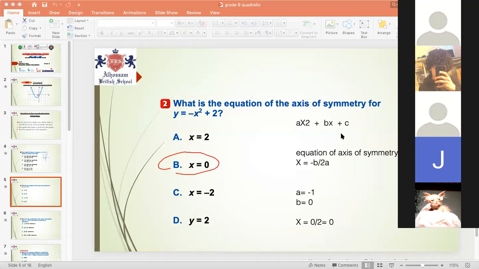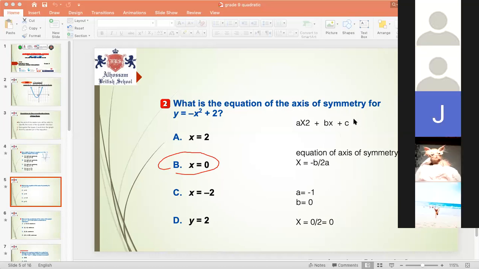X equals negative b over 2a. Excellent, Yusuf. Noor, could you tell me what is the equation of the axis of symmetry? X equals negative b over 2a. Negative b over 2a. Could you tell me what is b?